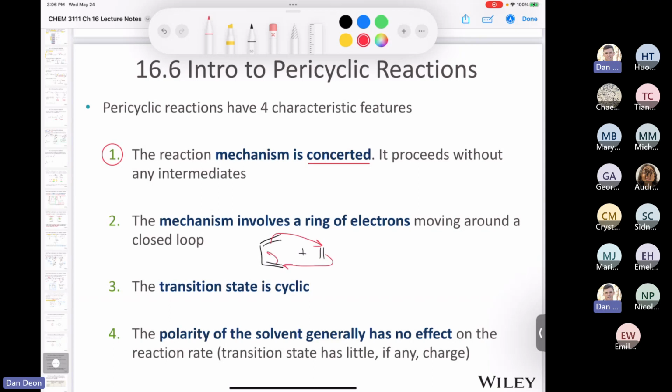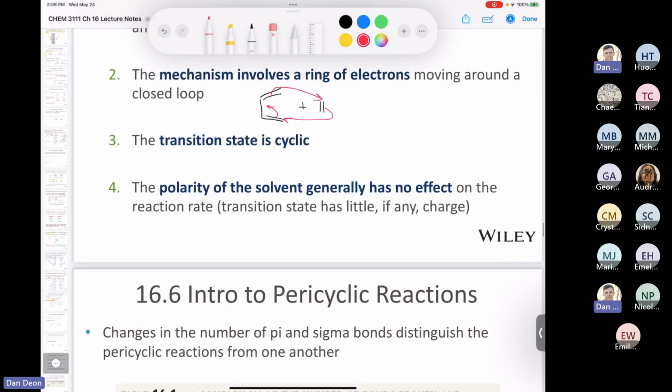Right? There's like a ring of electrons. The transition state is cyclic, yes. And since there's no carbocation or carbanion, the polarity of solvent doesn't really mean anything in this case. Since there's no charge, there's no delta minus, delta plus, you can run these reactions in a variety of solvents. So that's something that's kind of interesting.